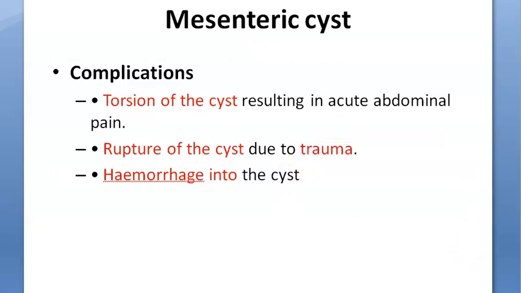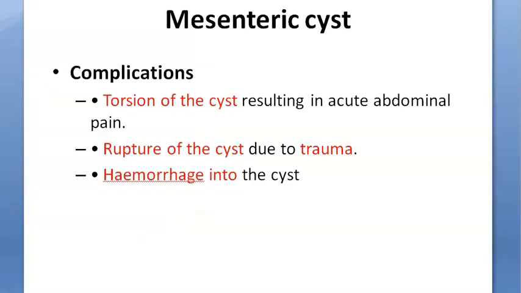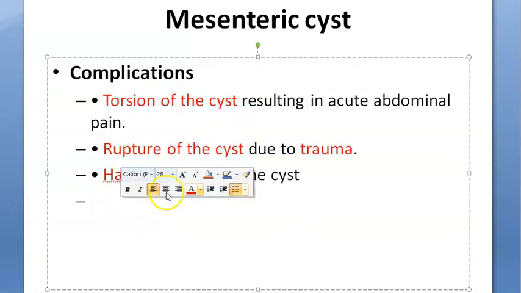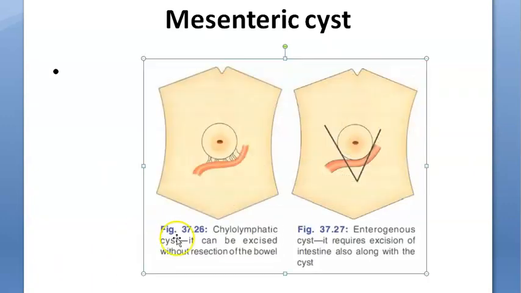So, these are the complications. What are the complications of mesenteric cyst? Oh yeah, come on, say it. The complications of mesenteric cyst are rupture due to trauma, hemorrhage into it, and torsion. What was the first one? First one, yeah, torsion of the cyst. Okay, torsion.